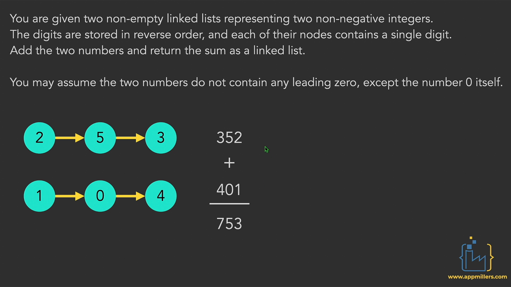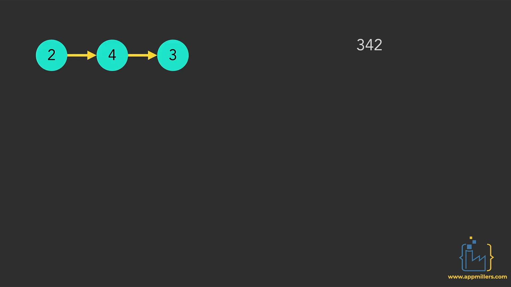Now after getting this result, we need to return the linked list. In each node we have the digits of this number, and this is going to be also in reverse order. So if you read this number in reverse order, first number is 7, then 5, then 3, and this is going to be 753. Now to make things clear, let's look at the second example.